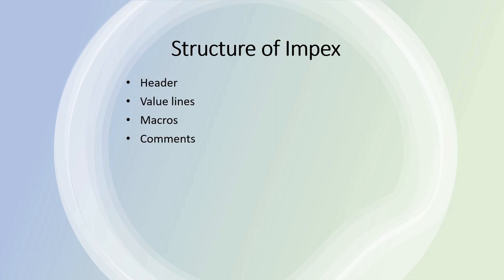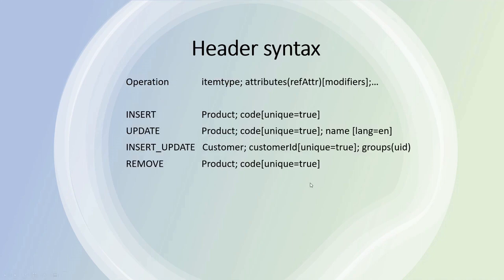Now let's see about the structure of Impex. Impex is divided into four parts basically. One is header, the other is value lines, then macros and comments. In the header, the syntax is basically where we define the operation. In the header, we can define types of operations: insert, update, and remove. Once the operation is defined, we have to define the item type.